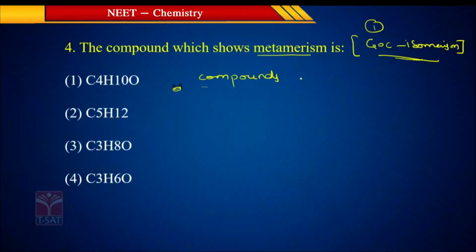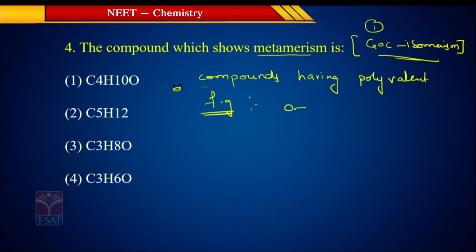Metamerism is a type of structural isomerism. Generally, isomerism is of two types: structural isomerism and stereoisomerism. Structural isomerism has different types: chain isomerism, positional isomerism, functional group isomerism, metamerism, like that. So, metamerism is shown by compounds having a polyvalent functional group. A polyvalent functional group will exhibit metamerism.